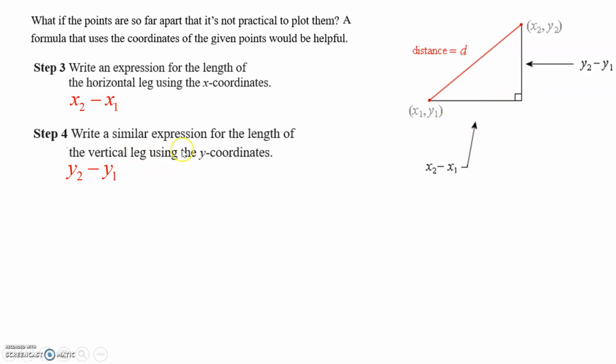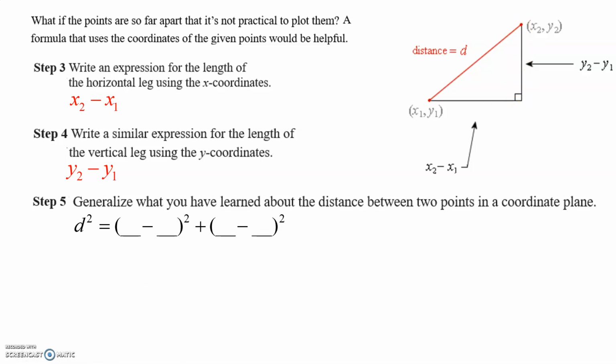Okay, so what would the distance be? This would be x sub 2, subtracting off x sub 1, that would be the horizontal distance, and the vertical distance is going all the way up to y sub 2, and then over here it'd be up at y sub 1, so the vertical distance would be y sub 2 minus y sub 1.